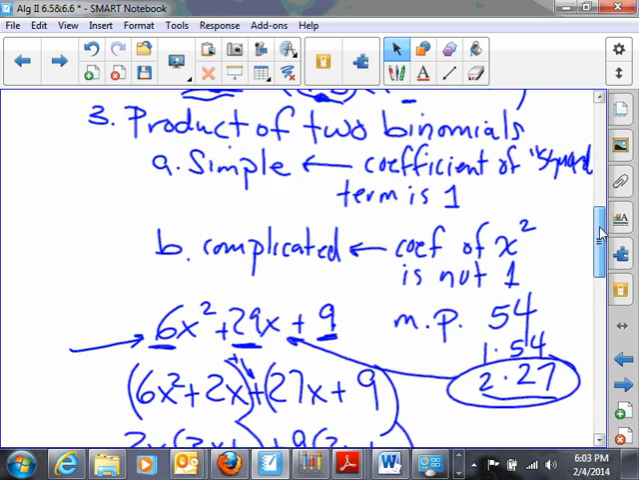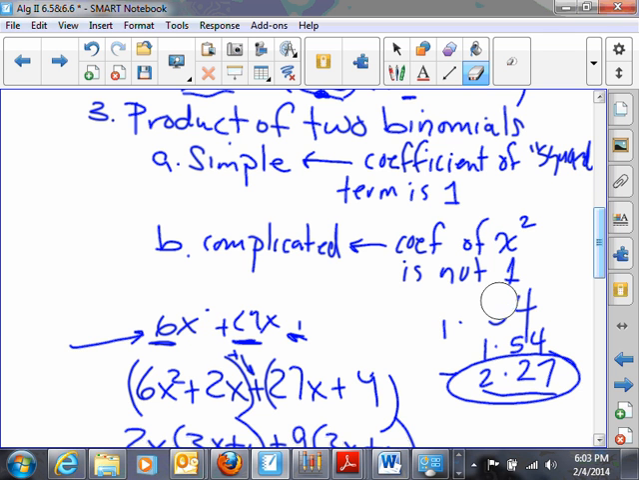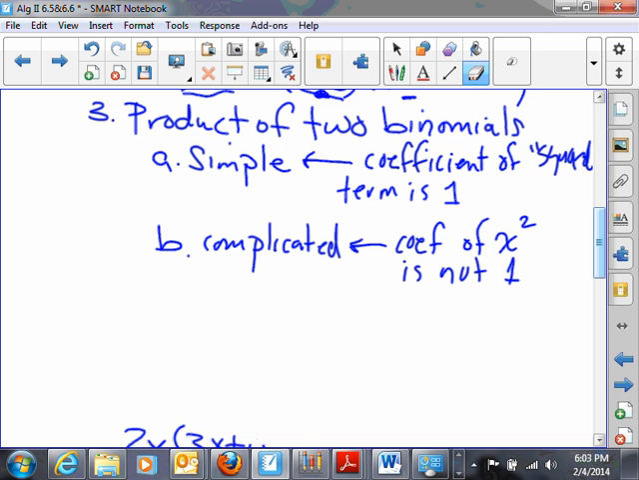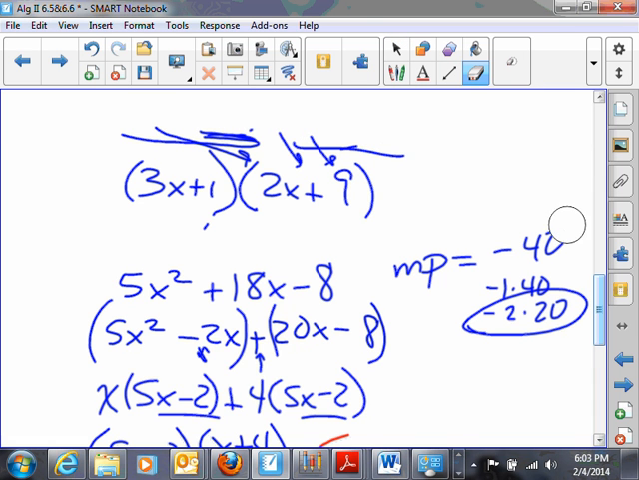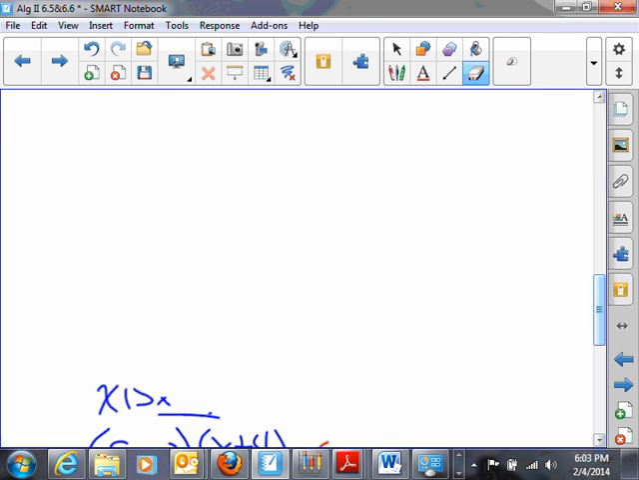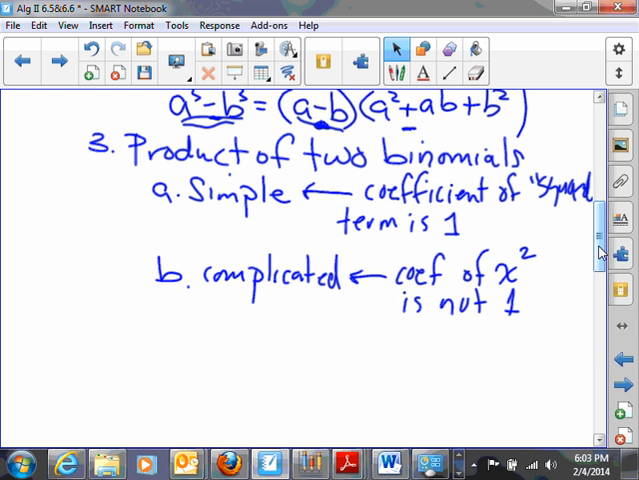All right, so now we have the product of two binomial factors, either simple or complicated, and that takes care of that particular section of our factoring checklist. Now there is one more section to our factoring checklist. And so the last bullet point or number in our factoring checklist is going to be grouping and or substitution.